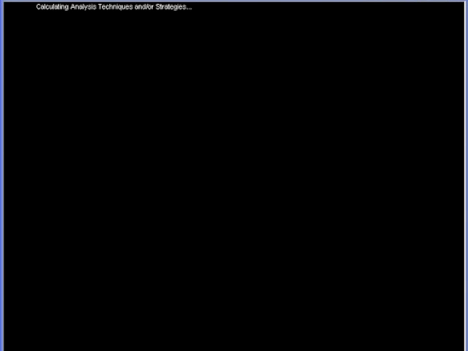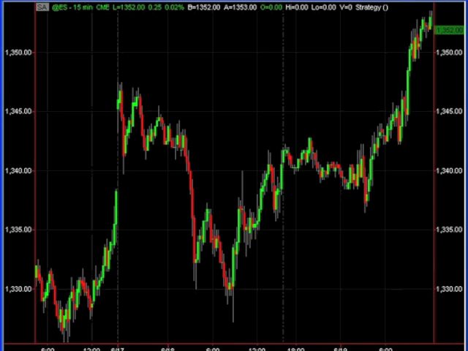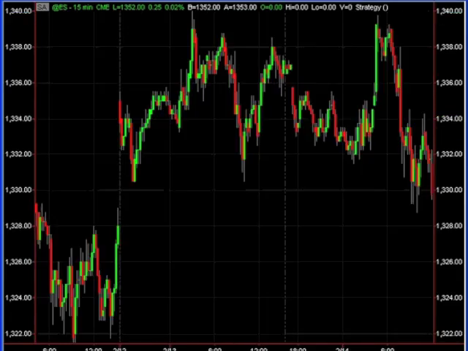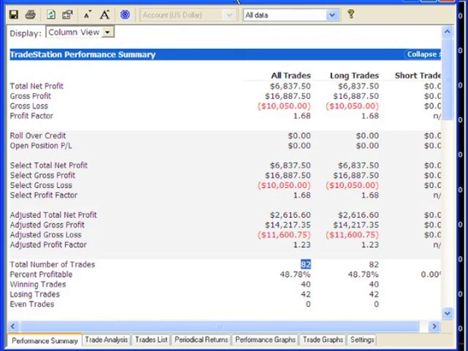All right, our chart's refreshing. I'm going to pause this until it's complete. Okay, and here we are. Again, of course, it looks very similar. A few trades. Let's take a look at the performance report. All right, we're actually positive. Now, of course, this is covering the last 12 years or so.